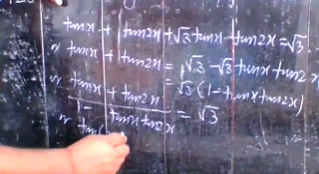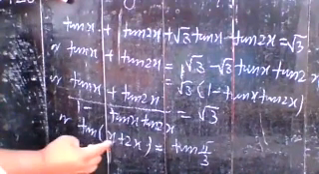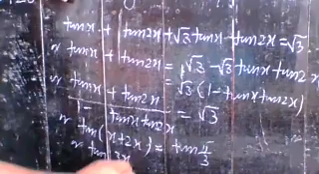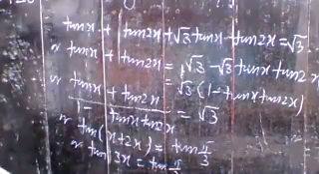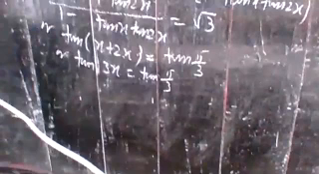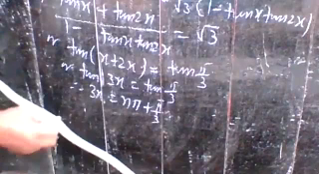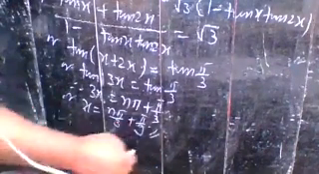So this can be written as tan of x plus 2x, and here you have root 3, and root 3 is the value of tan pi by 3. So you write tan pi by 3, and here you have tan 3x. So tan 3x is equal to tan pi by 3. So you can write 3x is equal to n pi plus pi by 3, or x is equal to n pi by 3 plus pi by 9. So that is your solution.